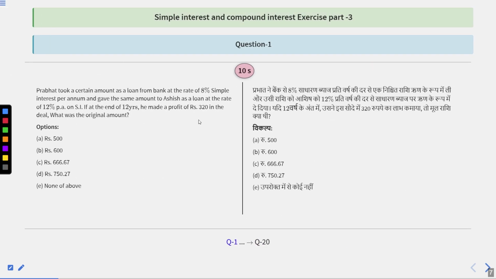First question: Prabhat took a certain amount as a loan from a bank at the rate of 8% simple interest per annum and gave the same amount to Ashish as a loan at the rate of 12% per annum on simple interest. If at the end of 12 years he made a profit of 320 rupees in the deal, what was the original amount? You have 5 options and 10 seconds to analyze the question. Your time starts now. Time's up. Let's see the solution.